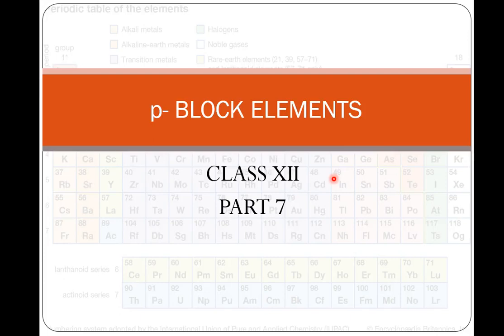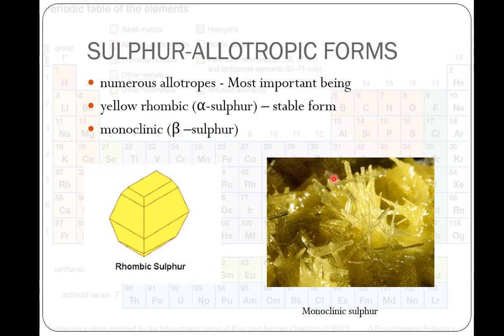Now, let us start with the next part of the chapter, P block elements. Today we will talk about allotropic forms of sulfur. Sulfur forms numerous allotropic forms, the most important being yellow rhombic, also known as alpha sulfur. This is the yellow rhombic sulfur. This is the stable form.